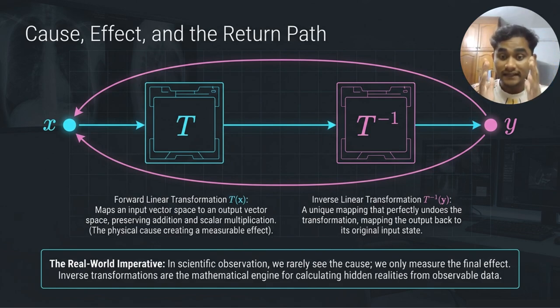Therefore, to uncover the hidden reality of the patient's anatomy, we need the linear transformation T inverse y. The inverse matrix acts as our mathematical engine, perfectly undoing the forward process to trace those measured effects, as I said just now, back to their original physical forms.